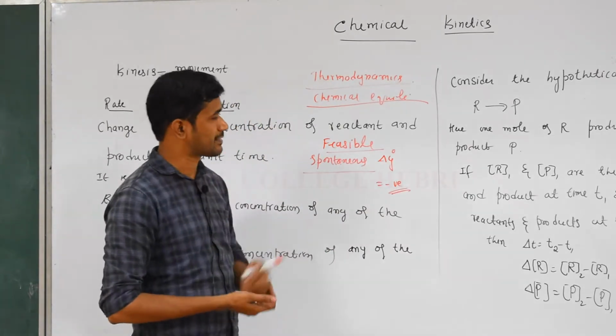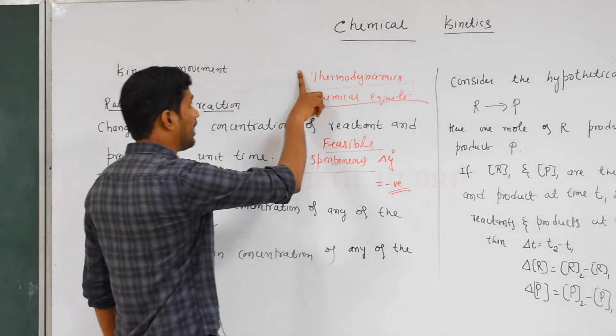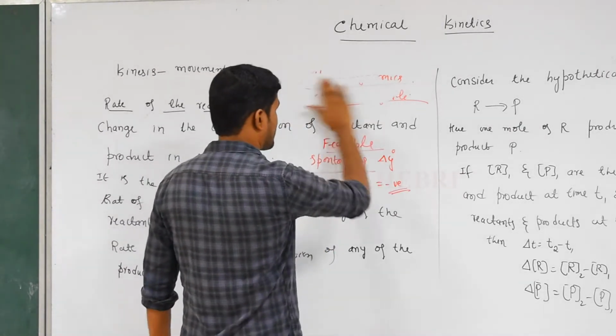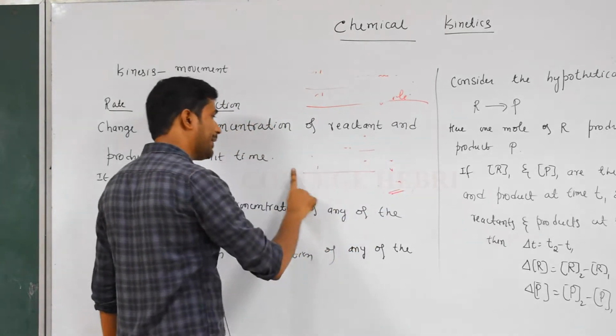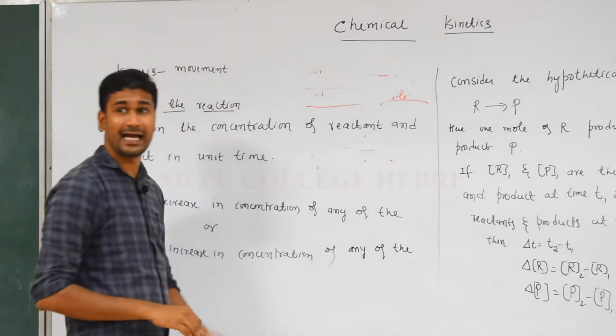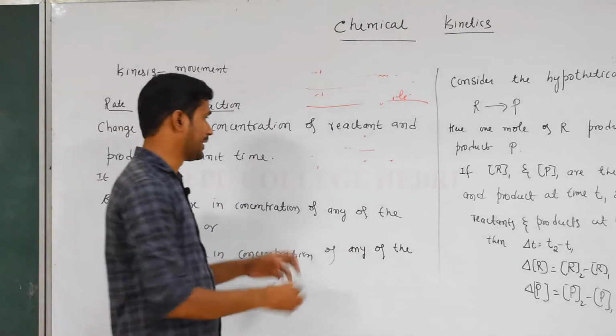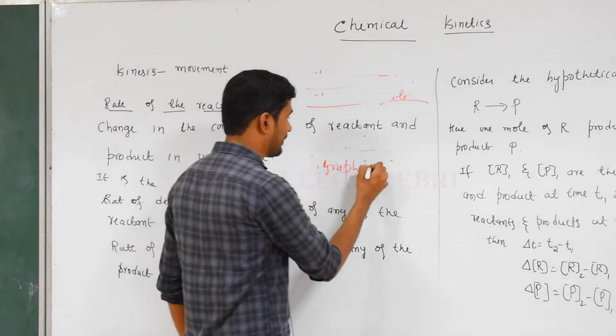Now, what is this chemical kinetics? Why is it required? Why do we need chemical kinetics? This chemical kinetics is used to predict the rate of the chemical reaction. There are many chemical reactions which are thermodynamically feasible but kinetically not possible. For example, conversion of graphite into diamond is thermodynamically feasible.